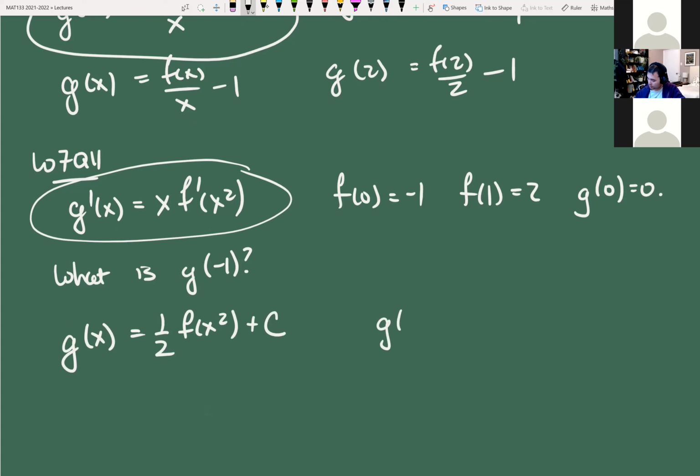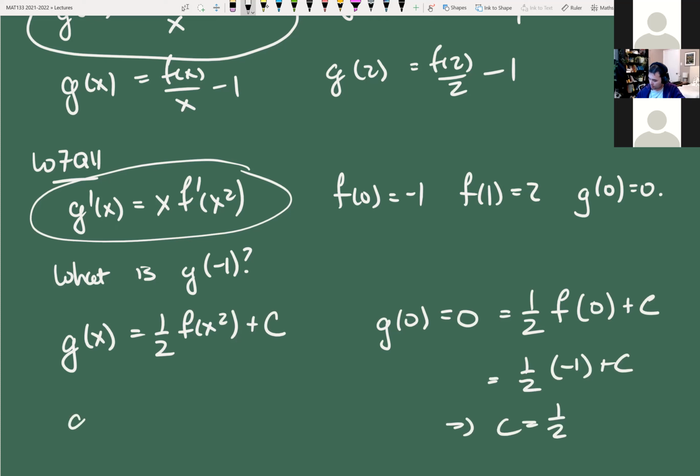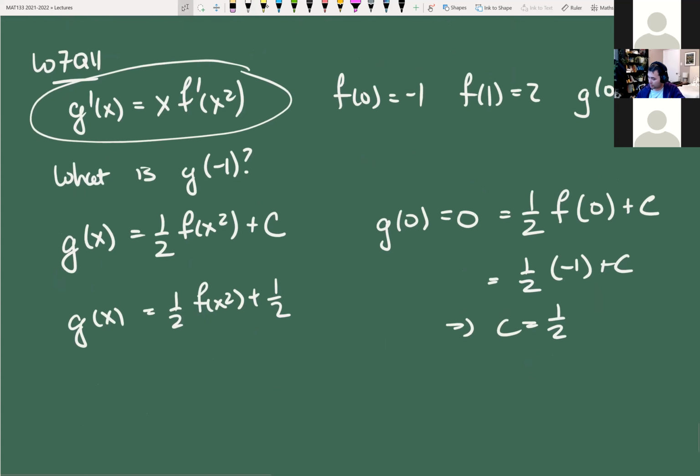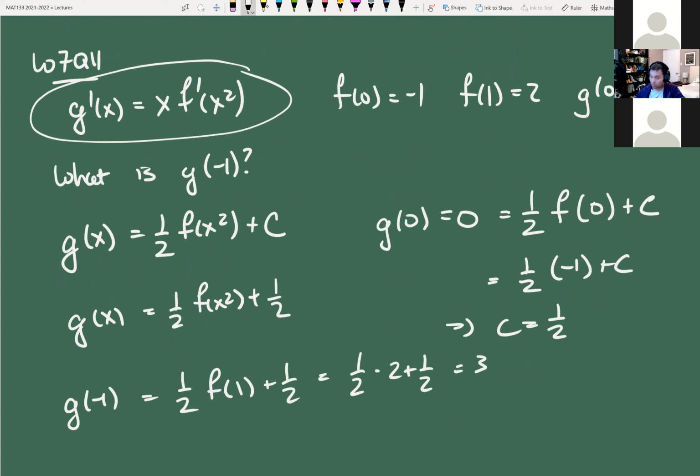We need to figure out what the constant is. So g of 0 is equal to 0. That's 1/2 f of 0 plus c. So it's going to be 1/2 negative 1 plus c. So that tells us c is equal to 1/2. So now we get g of x is 1/2 f of x squared plus 1/2. So it says, what is g of negative 1? So g of negative 1 is 1/2 f of 1 plus 1/2. F of 1 is 2, so we get 1/2 times 2 plus 1/2. So that should be 3/2. And that is answer B.